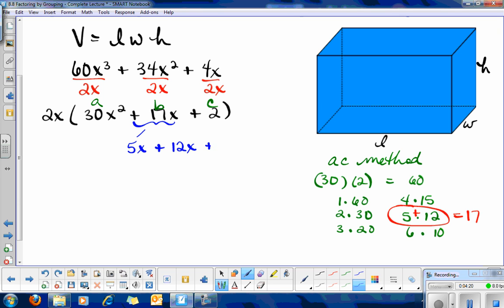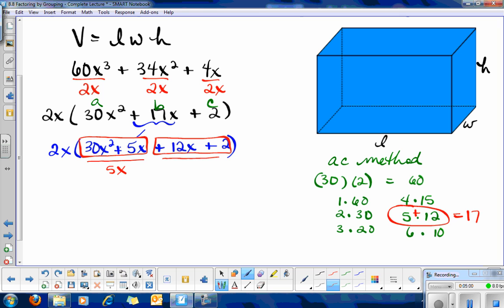And then we can rewrite everything else. So plus 2 over there, and then this is going to be plus 30x squared. And then we have to bring down our 2x. And now we're going to group. Okay, so let's group the first 2, and let's group the second 2. Okay, so for the first two, we can factor out a 5x, and for the second 2, we can factor out a 2.